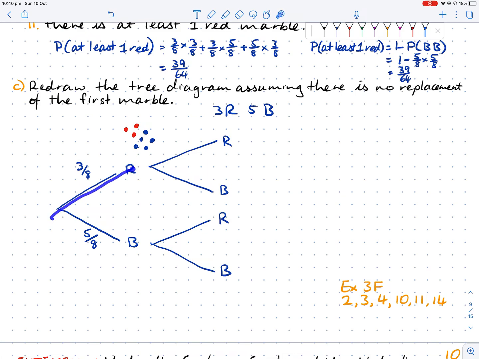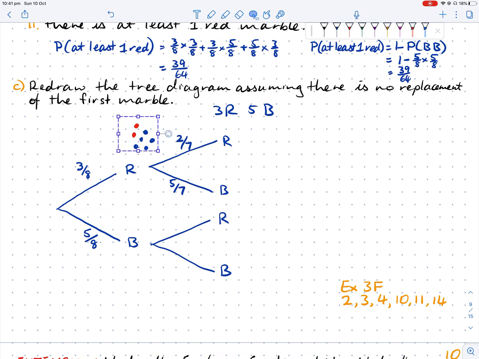If we follow this branch here, and I've taken out a red marble, what that means is when I work out these probabilities, I'm working it out based on what I've got left over here right now. So if I've already picked a red marble, then I've only got 2 red marbles left, and it's out of a total of 7 marbles. If I'm looking at blue marbles, there's 5 of them, again out of 7.